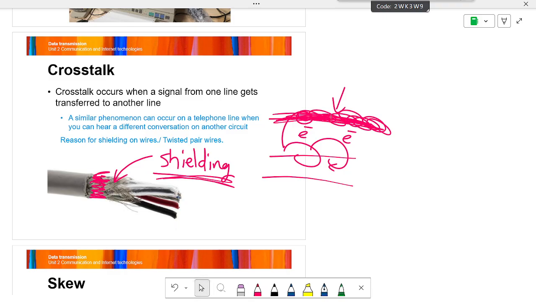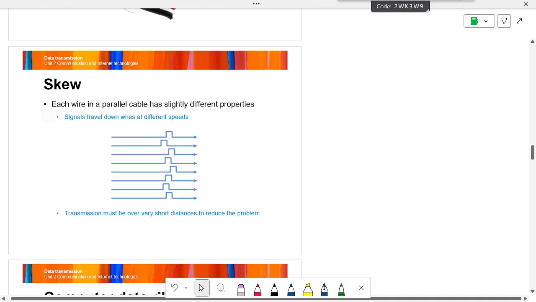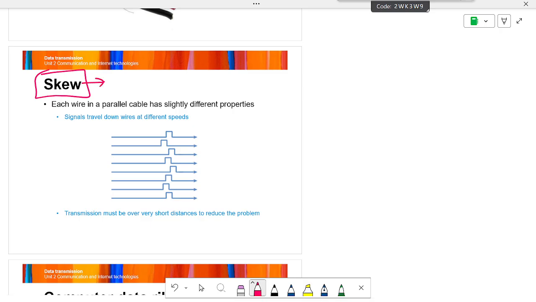Okay, there's a new thing I want you to write down. What in the world is skew? So in your notebook, skew, what is this? This is a 1, 1, 1, 1, right? Is this serial or parallel transmission? Parallel. It's parallel. You're correct.